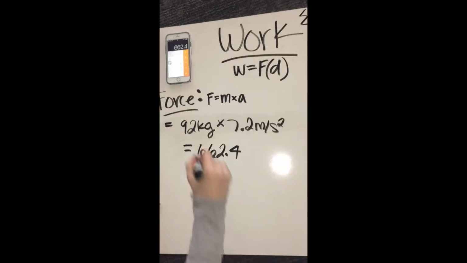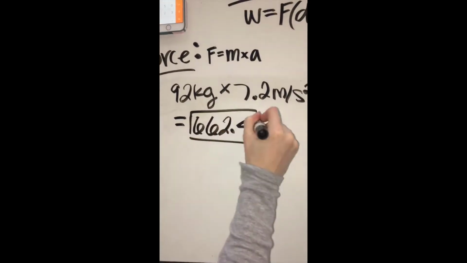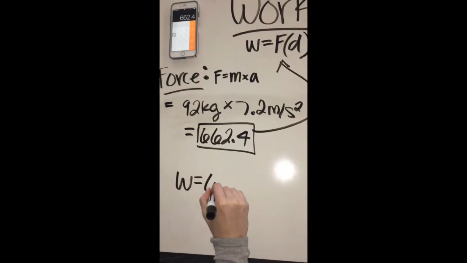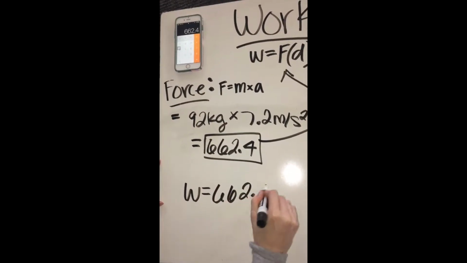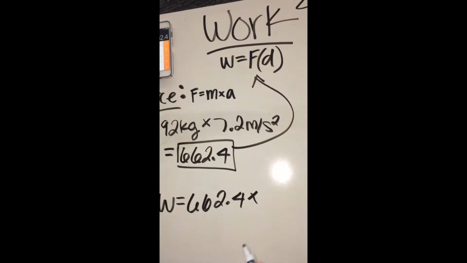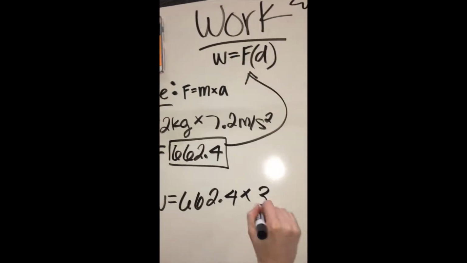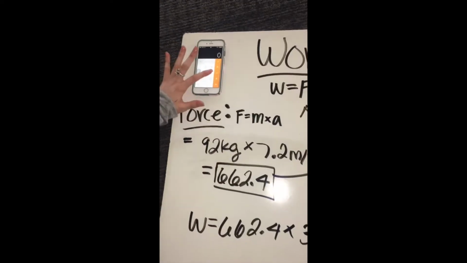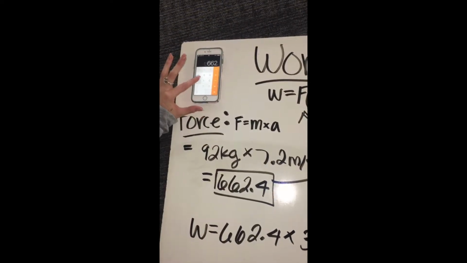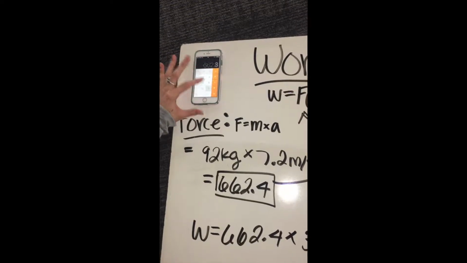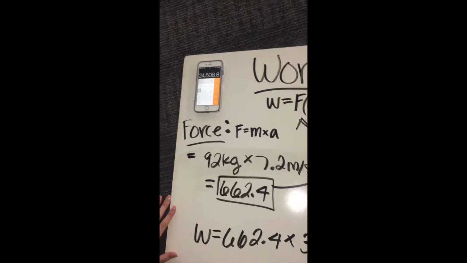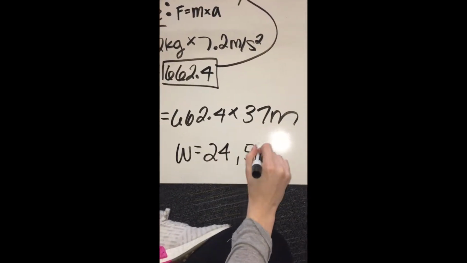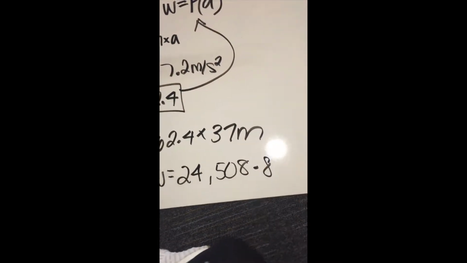So now that we have our force, we can plug this into our equation. So work equals 662.4 times our distance, which is 37 meters. Now we can plug this back into our calculator. 662.4 times 37. Now our work is 24,508.8.